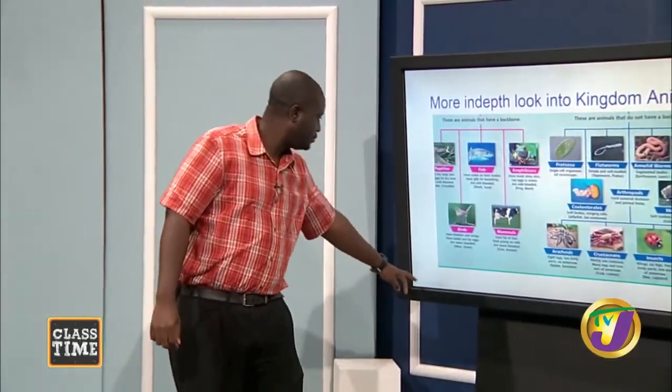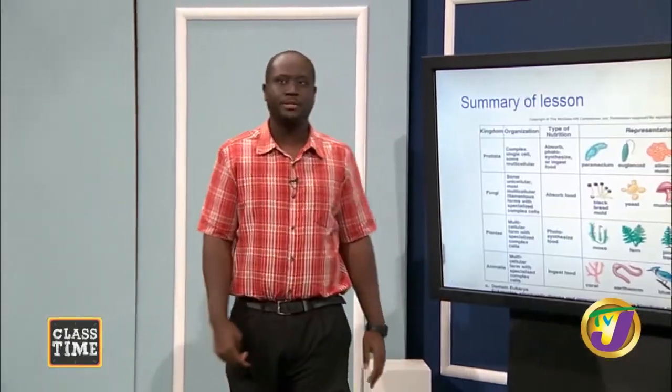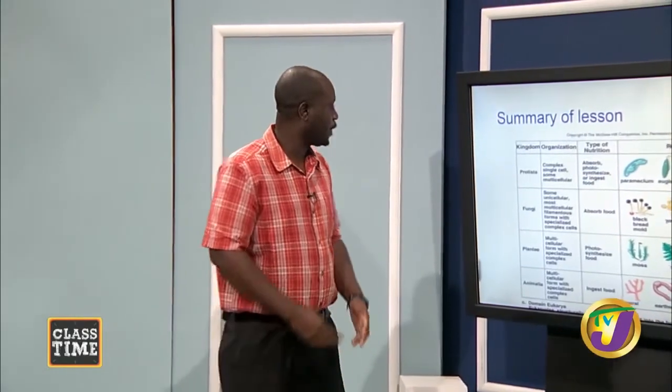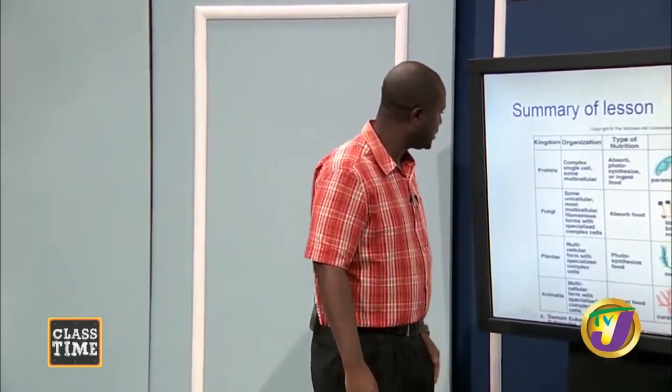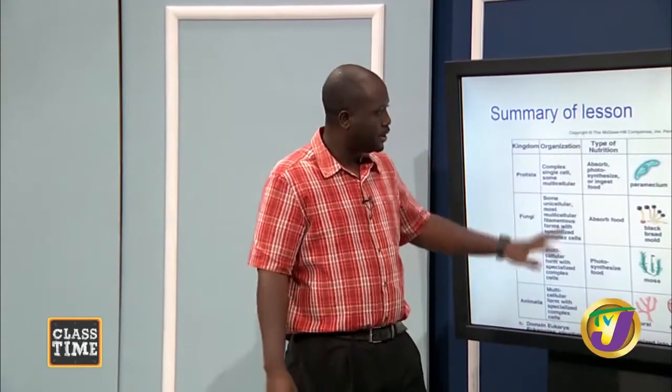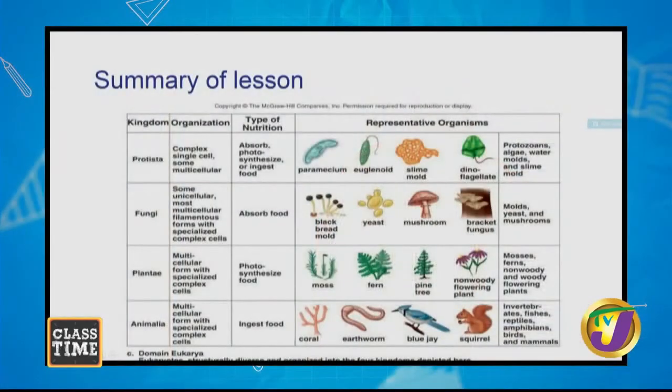Right? This just summarizes the lesson with the major kingdoms and organisms that are found within the different kingdoms. So I hope that you have learned a lot, and this is it for CSEC Biology.